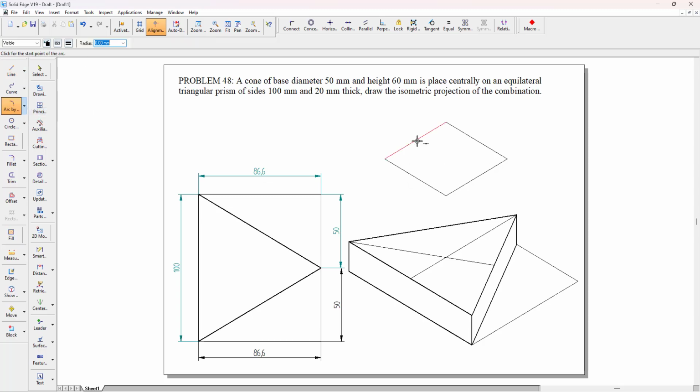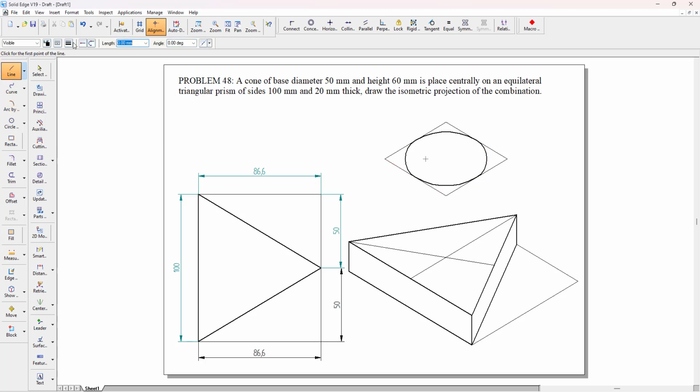So from here I'll pick a midpoint. I can use thick line directly. So I'll pick a midpoint. Here also I'll pick a midpoint. I have to draw tangent curve. From here I'll use a midpoint. I'll use a midpoint, tangent curve. Then from here till here, midpoint to midpoint. Then from here till here I'll draw a midpoint. I use a tangent curve. So here I got the cone.